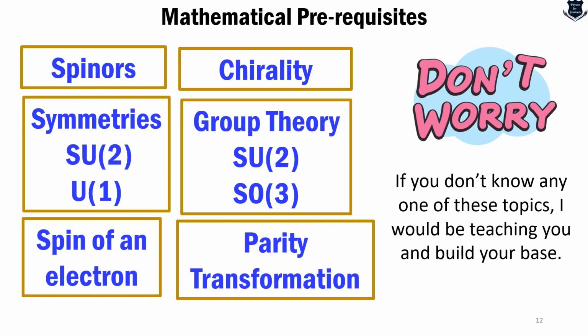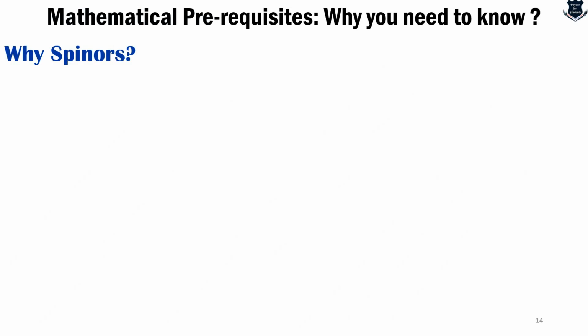Now the question is that, okay, we understand that these things are required, but do you justify? I mean to say, you might ask me a question that why do you need to know, what is the reason? Anything in physics or mathematics really doesn't come out of nowhere. So I will tell you why you need to know and how it justifies your knowledge of the Dirac equation.